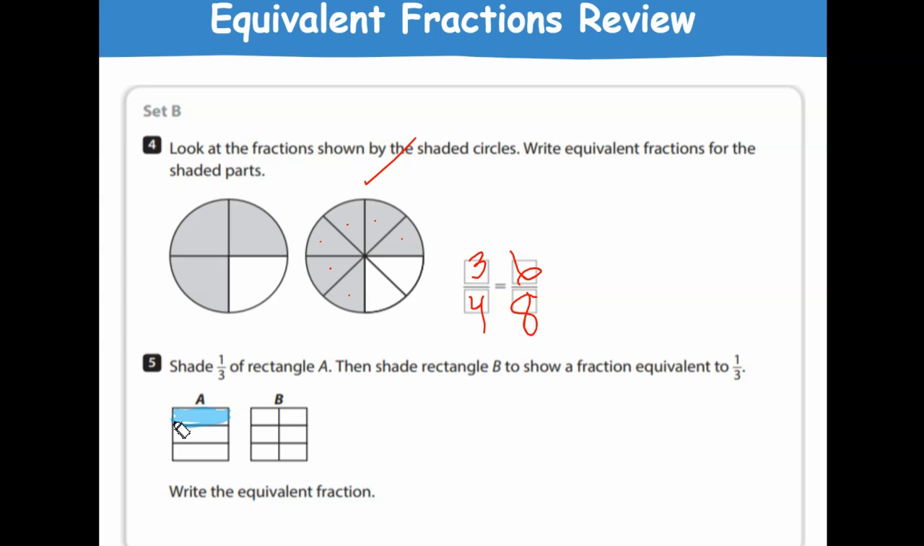Then it says, shade rectangle B to show an equivalent fraction for 1/3. So I'm going to shade the same amount, right? Just going across like this. Okay. So what fraction is letter B now? 2/6. How many did I shade in? 2 of them. See? 1, 2. And how many total are on rectangle B? There's 6 total. So yes, 2/6 is equal to 1/3.